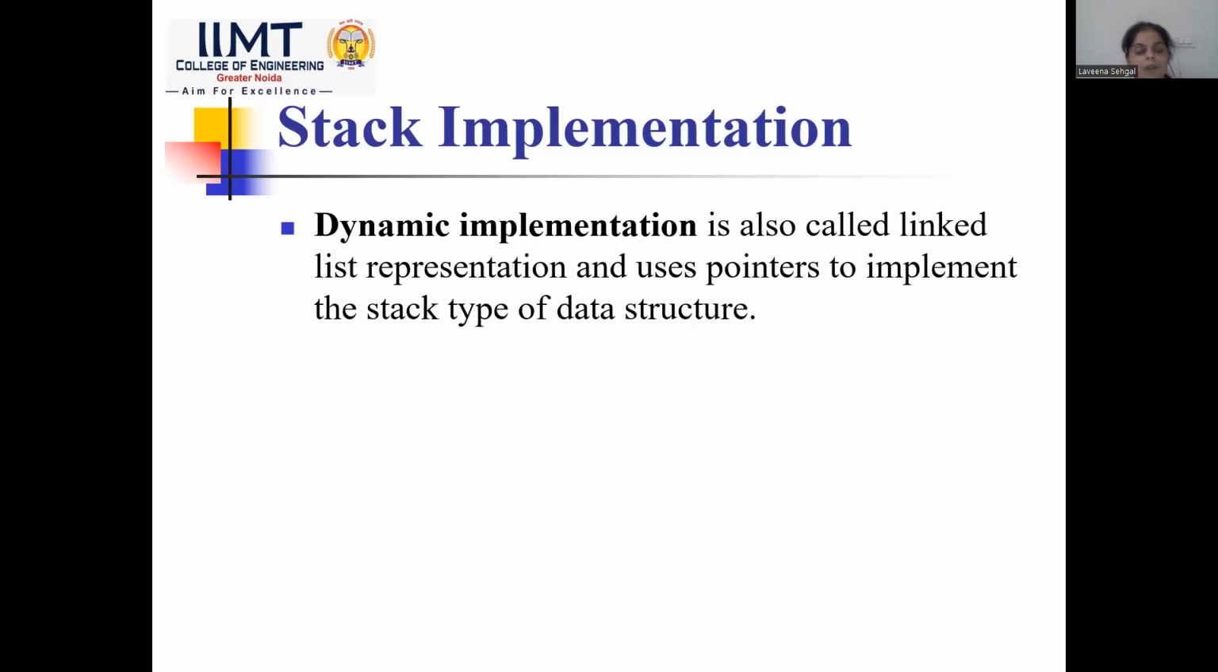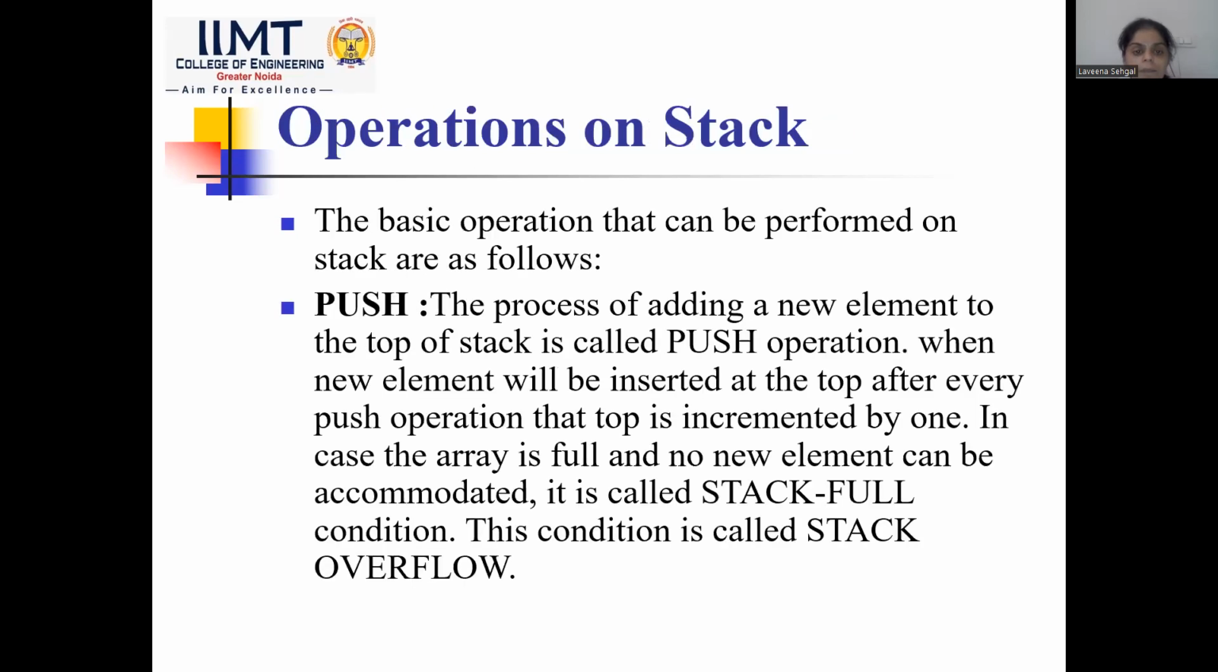Dynamic implementation is always very good. It is called linked list implementation and uses pointers to implement the stack type of data structure. For example, a train is a combination of boxes which come in a chain form. So I can add boxes or I can delete boxes from the train itself. It is a form of linked list. So we can either increase or decrease the size of the data structure.